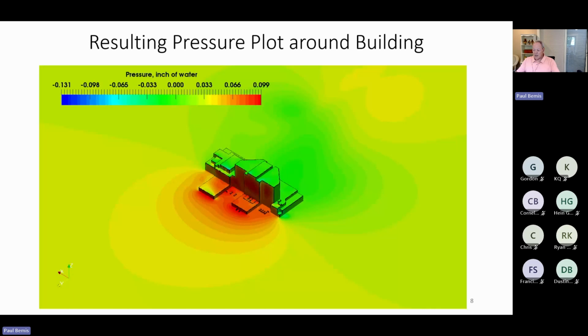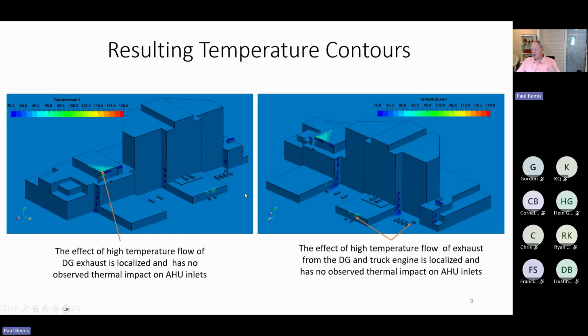So we have this pressure plot. There's the pressure. The air is banging right into this flat surface of the building and creating a pressure field. That pressure field will disturb the flow here. The air will tend to bang into this, and pressure changes because the velocity is changing. And resulting temperature contours, really no effect here in terms of temperature. Some little tiny effect of thermal in one section, but really the generator exhaust has no real observable thermal impact.